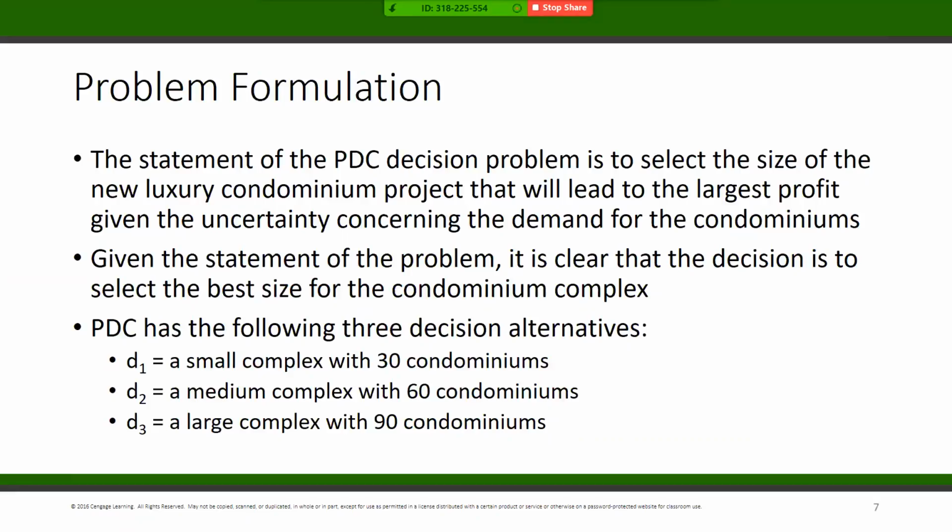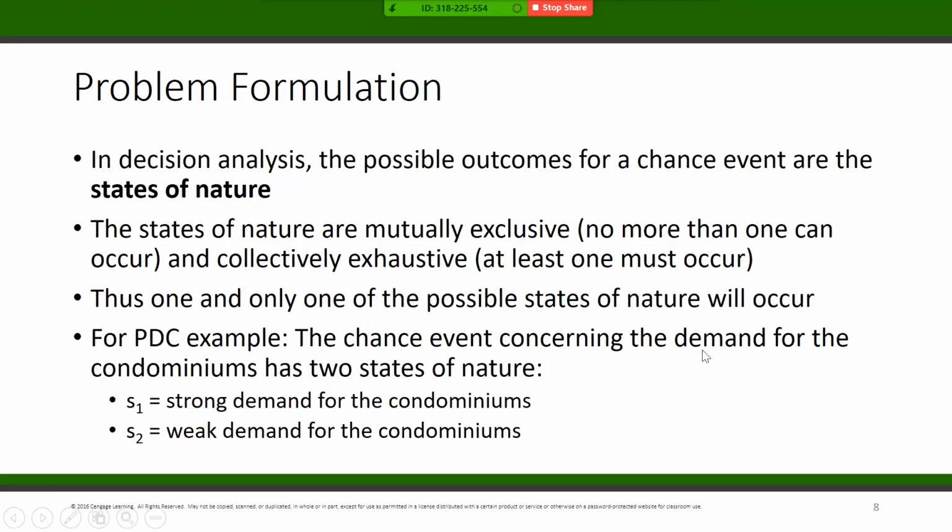And then given the statement of the problem, it is clear that the decision is to select the best size for the condominium complex. So the PDC has the following 3 decision alternatives. We have D1, D2, and D3. D1 is a small complex with 30, D2 is a medium complex with 60 condominiums, and D3 is a large complex with 90. Now, in decision analysis, the possible outcomes for a chance event are the states of nature.